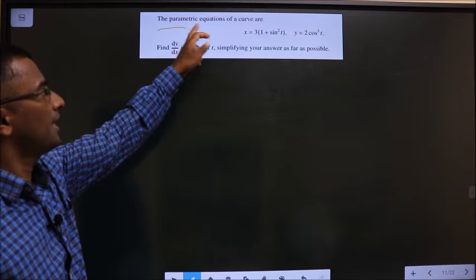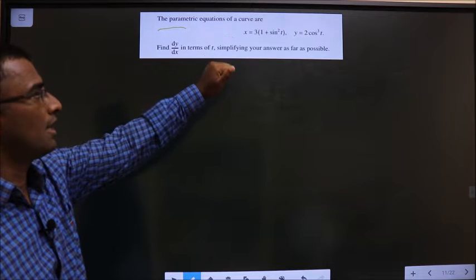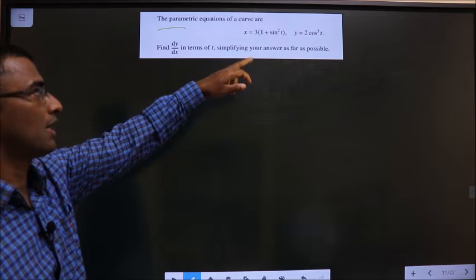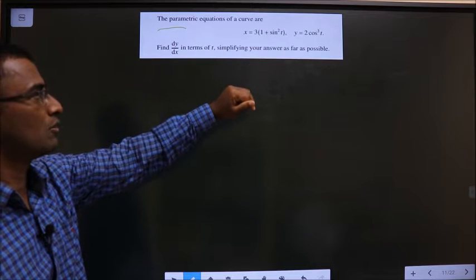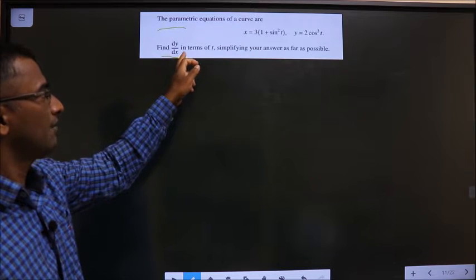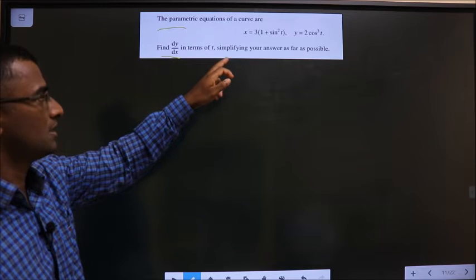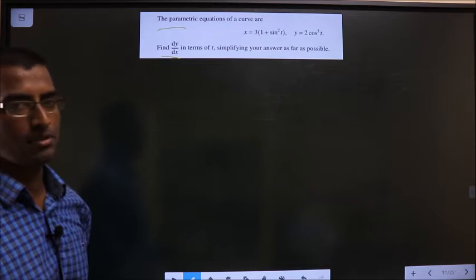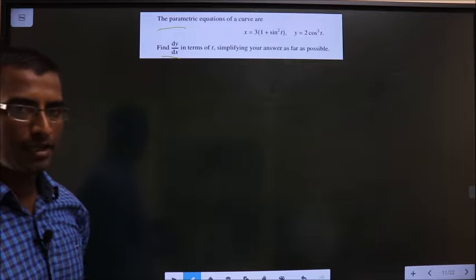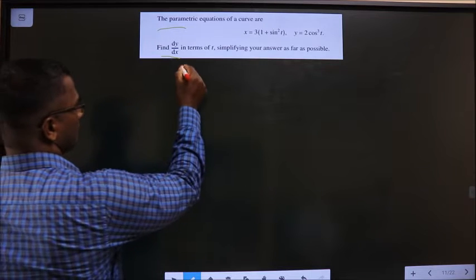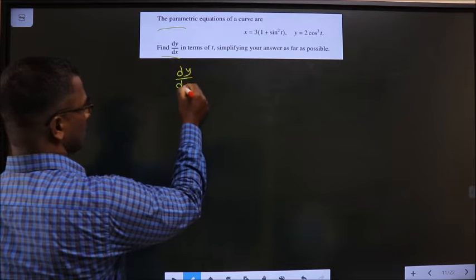The parametric equations of a curve are x equal to 3(1 plus sin²t), y equal to 2cos³t. Find dy by dx in terms of t, simplifying your answer as far as possible. You need to find here dy by dx.